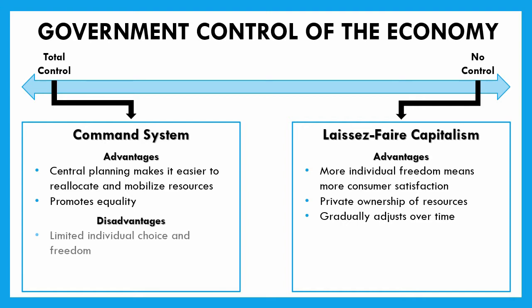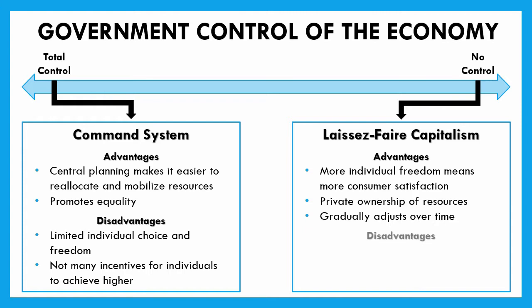But again, both of them have disadvantages as well. Command systems, because there's central planning, oftentimes limit the amount of choice or freedom that people might have. And also because the central planning is deciding who's getting what, there's not always incentives to achieve higher if there's no real reason, or you're not going to get any more out of it.